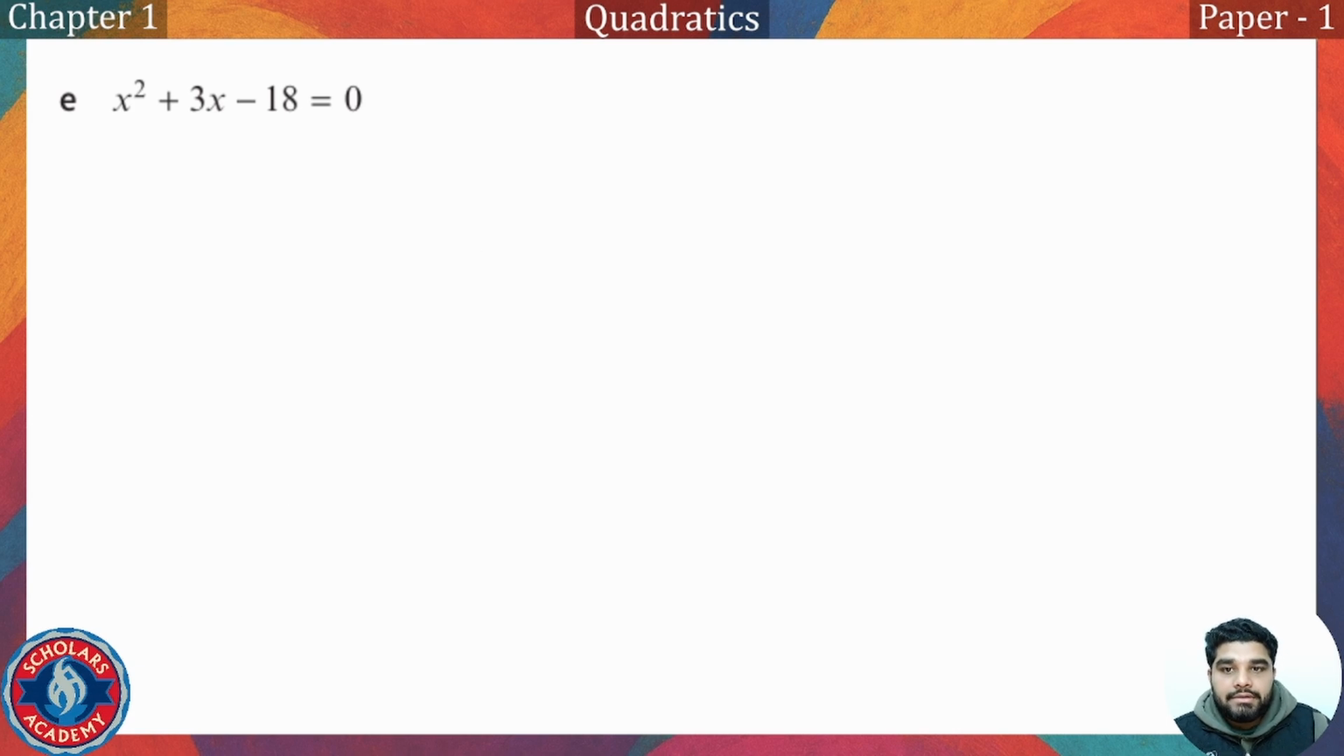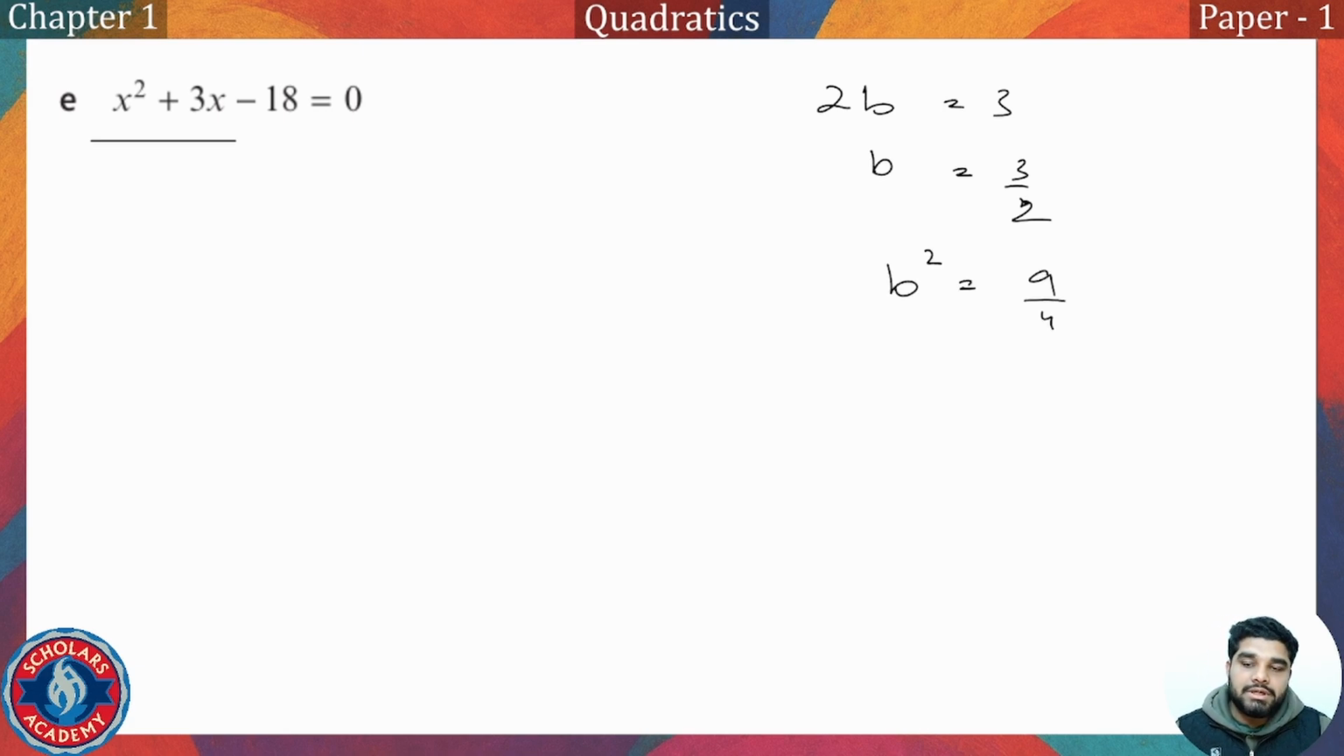Alright, first two terms only. 2b is 3, b is equal to 3/2, so b² is equal to 9/4. So what we'll do, we'll add 9/4 and subtract 9/4. x² + 3x + 9/4 - 9/4 - 18 is equal to 0.